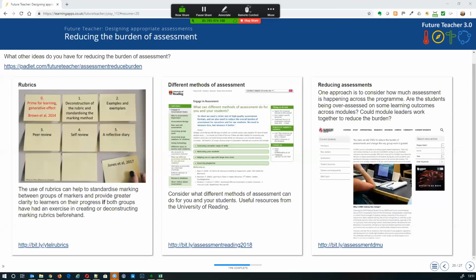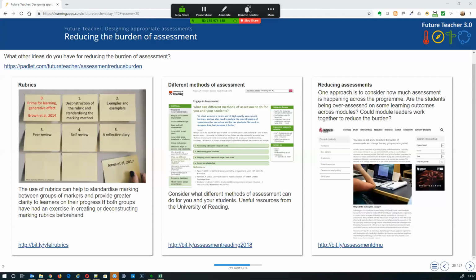Different methods of assessment. University of Reading has a very nice site there that suggests, for instance, that if a particular assessment method is getting too unwieldy, don't forget, for some of us, we're scaling up from 100 students to 400 students to 1,000 students. You can't possibly use the same assessment methodology. How can it possibly work? So you do have to rethink assessment methods sometimes. So they've got some advice on that.